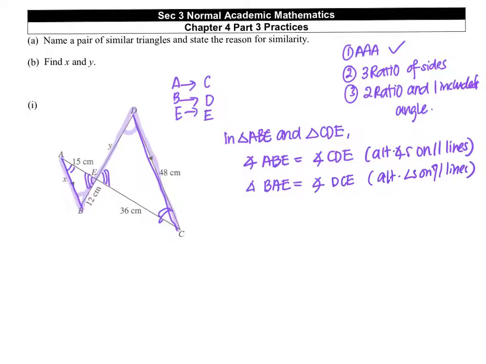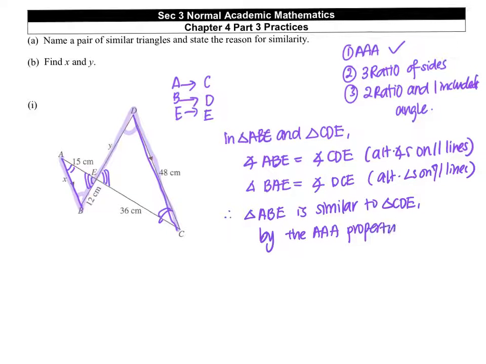Now, I already have two angles, so I need to show the third angle. Well, that's not necessary for this property test. So in this case, we will have, therefore, triangle ABE is similar to triangle CDE by the AAA property. Have you gotten the answer?